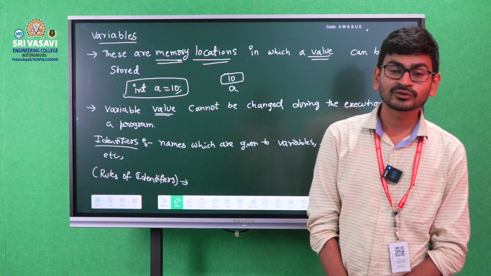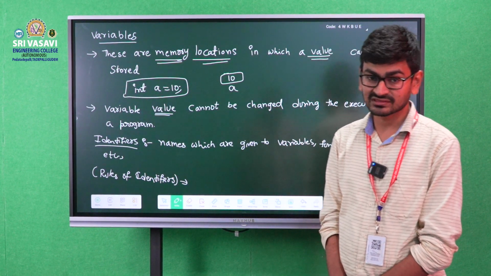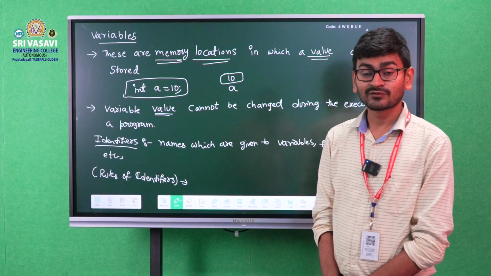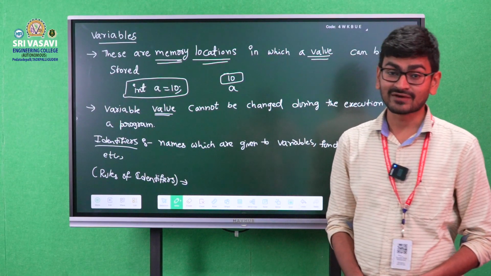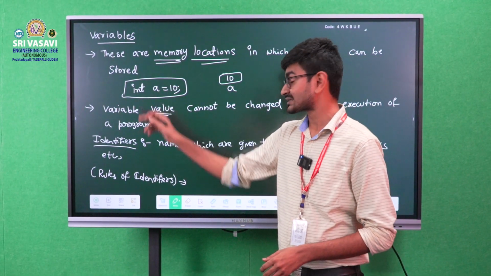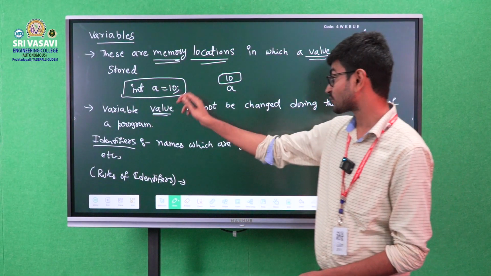Now in this particular video we will see variables in C programming. Now let's see what is the definition of variable. A variable is a memory location in which a value can be stored. So for example, observe this line, int a = 10.